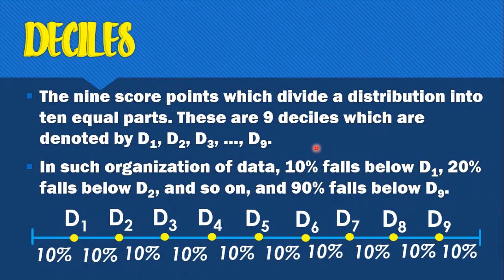What about the deciles? Deciles are the 9 score points which divide a distribution into 10 equal parts. These are the 9 deciles which are denoted by D sub 1, D sub 2, D sub 3, until D sub 9. In such organization of data, 10% falls below D sub 1, 20% falls below D sub 2, and so on, and 90% falls below D sub 9. So the graphical representation shows that 10% of the data is less than or equal to D sub 1 or the first decile, and so on.